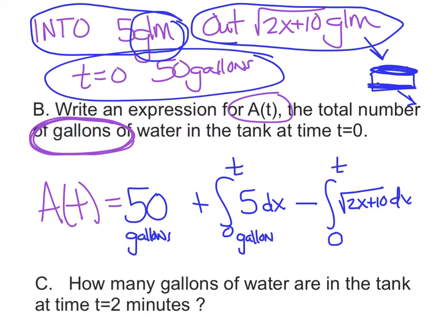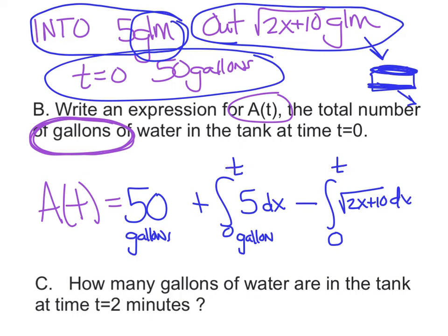I can't stress enough that the upper bound and the variable in the problem need to be two different variables. So notice I'm integrating with respect to x, but my function is in terms of t here. So, does this make sense? A of t can only be about gallons. I'm starting with 50 gallons. 5 was gallons per hour, so I have to integrate it to get gallons. Radical 2x plus 10 was measured in gallons per minute, so I have to integrate it to get gallons. I'm sorry, the 5 should have been gallons per minute as well.